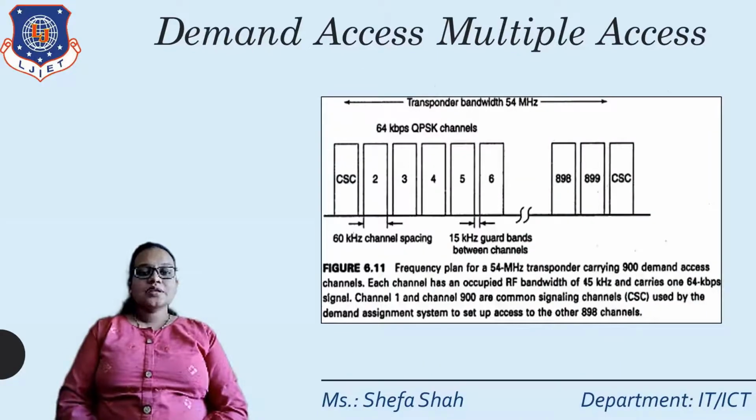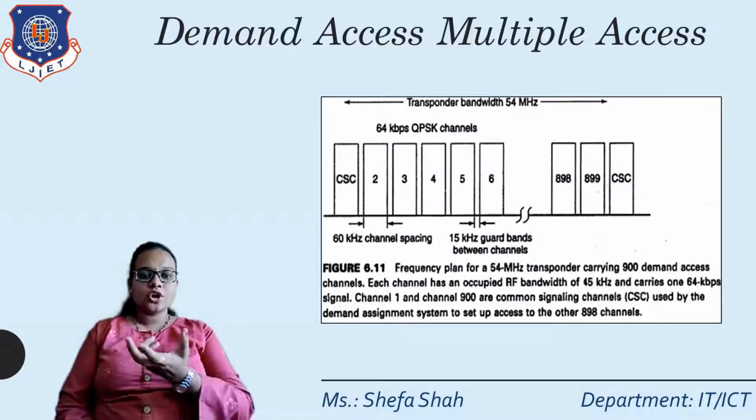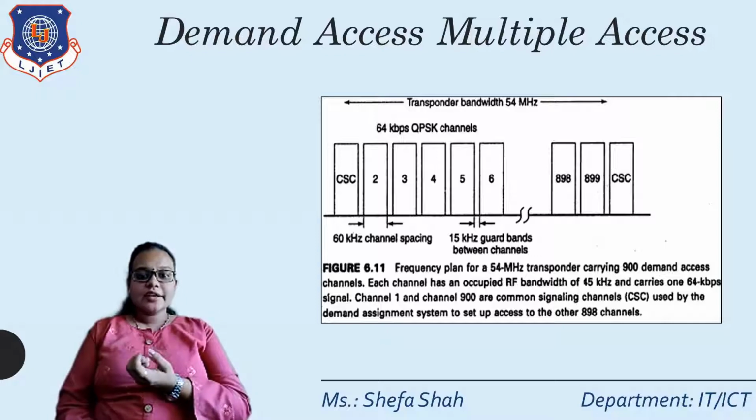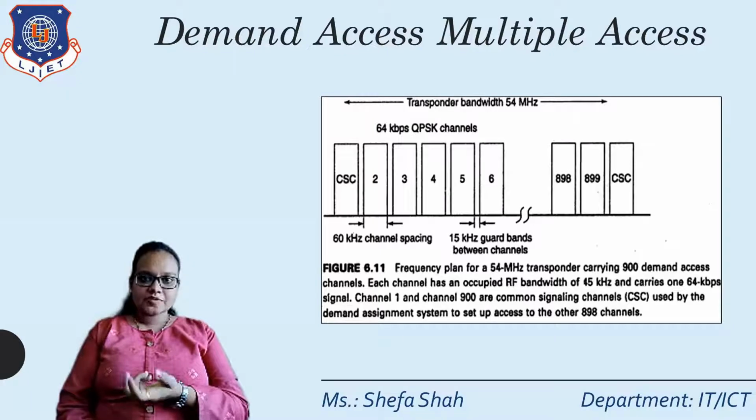Now, as you can see in this figure, the total transponder bandwidth is 54 megahertz, and at both ends of the transponder bandwidth there is a CSC, with a total of 899 channels in between them. These will be provided to the user as per the requirement or as per the demand.